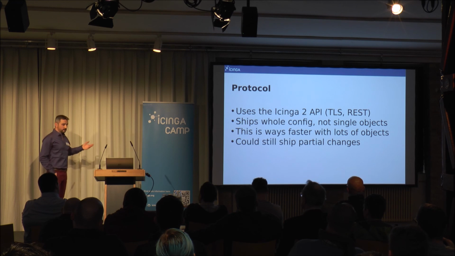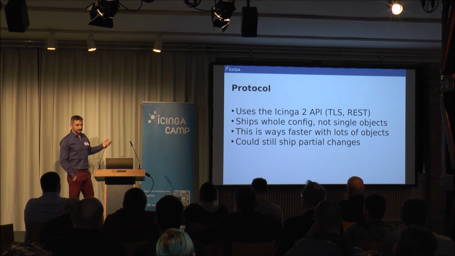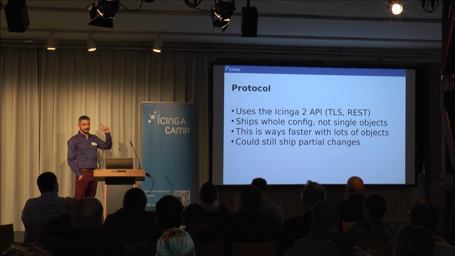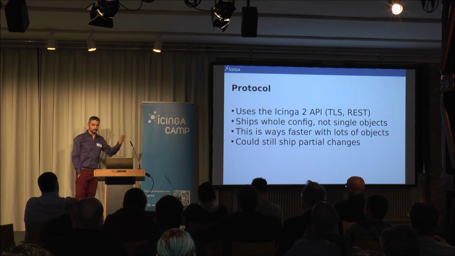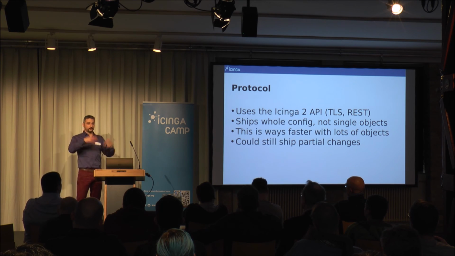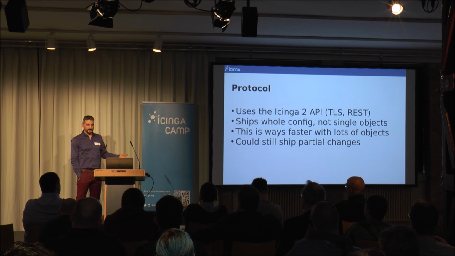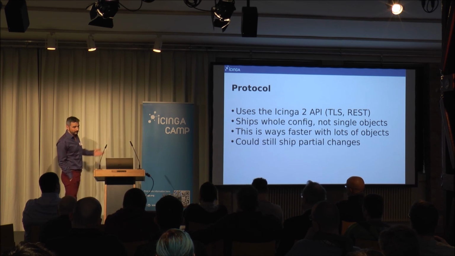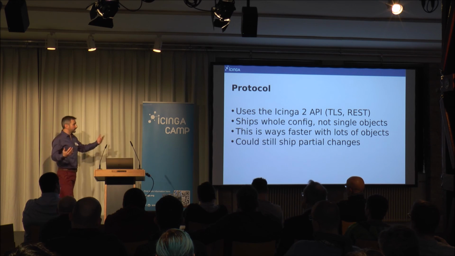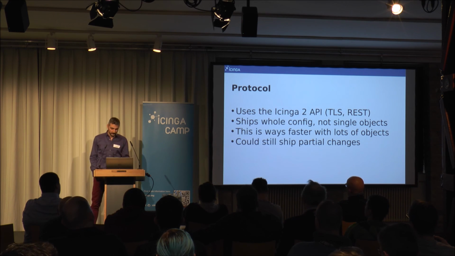As I already just mentioned, there are deployments with 1 million objects, and you cannot do 1 million single REST API calls to ship configuration. So we generate configuration and ship plain files. It also wouldn't make sense to ship 1 million single files for 1 million hosts, for example. So these are larger files. This makes everything a little bit faster.